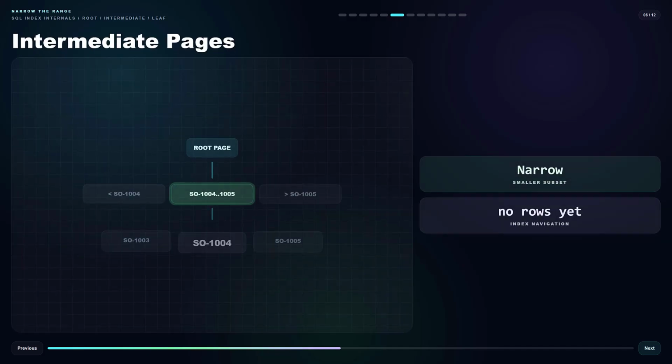Next come the intermediate pages. These pages further narrow the search. Instead of checking every row, SQL Server now checks only a smaller subset. This dramatically reduces comparisons and page reads. And importantly, SQL Server is still not touching the actual table rows yet. It is only navigating through the index structure.